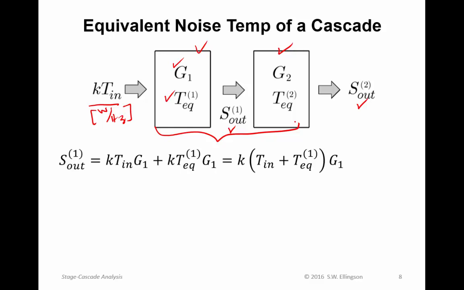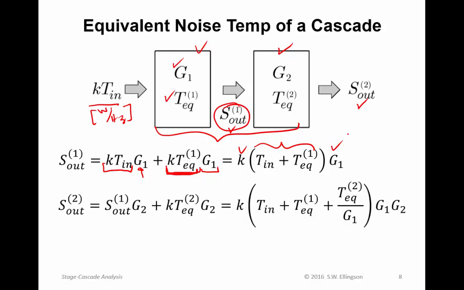So this is actually pretty straightforward. You can write an expression for this quantity, the power spectral density out of the first two-port. It's simply the input power spectral density times the gain of the first two-port plus the input referred equivalent noise temperature of the first two-port, again times the gain of the first two-port, because this is input referred. So we can extract common factors here, and we get K times the sum of those two noise temperatures times the gain of the first two-port.